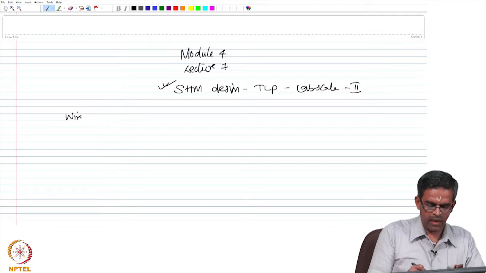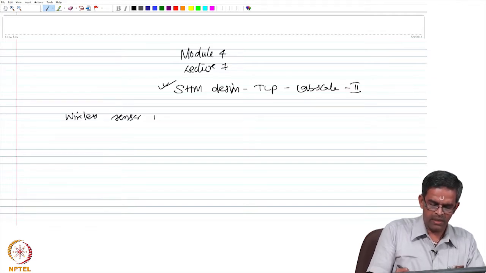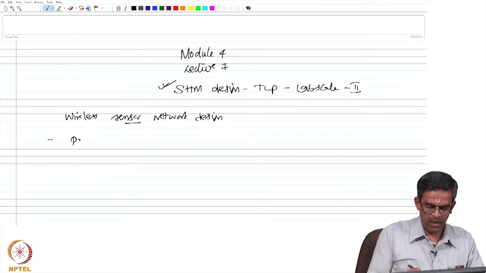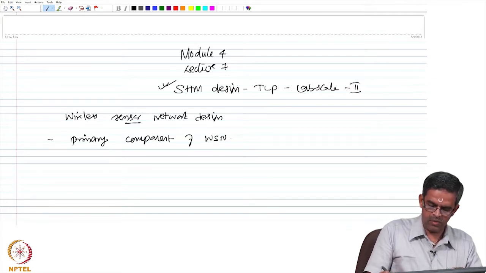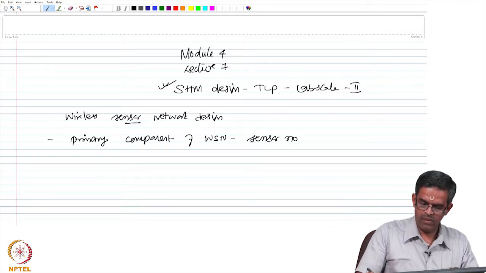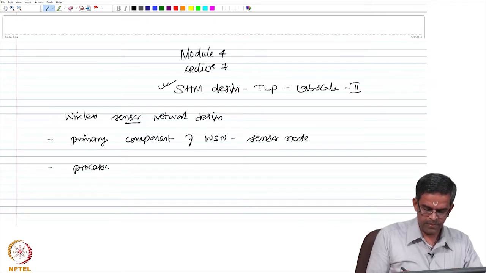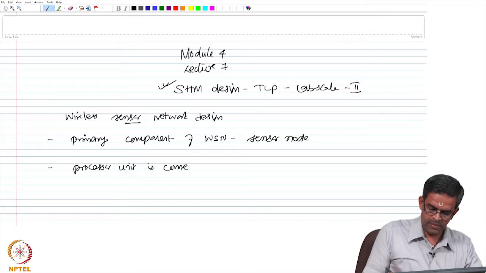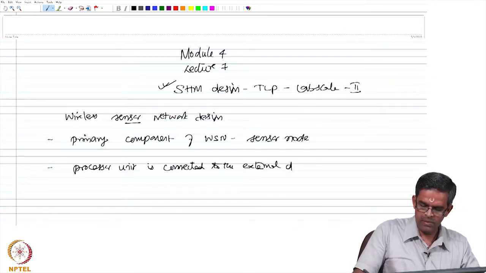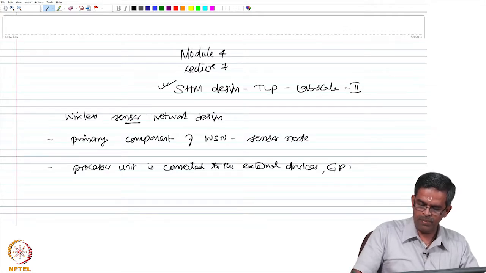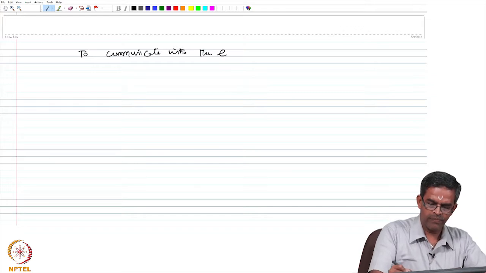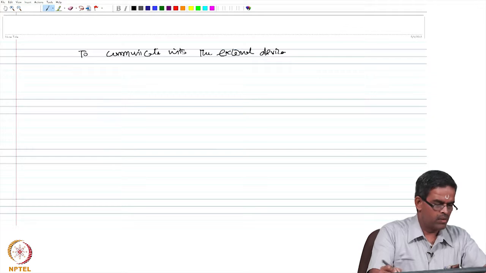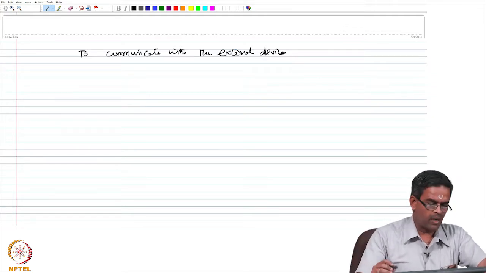We were talking about the wireless sensor networking design. As I said in the last lecture, the primary component of wireless sensor networking is the sensor node. The processor unit is connected to the external devices using general purpose input output pins, with the external devices which are connected through the GPIO pins.